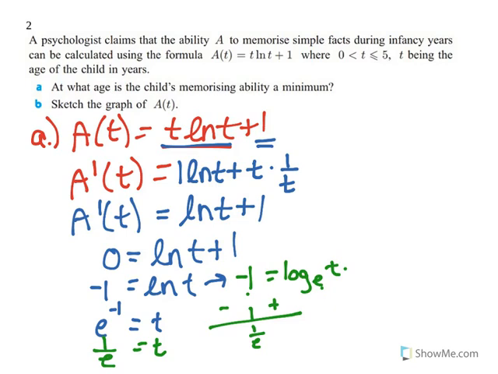So I type 1 over e into my calculator, and 1 over e is approximately equal to 0.3679. This is in years, remember. So that's about 4.41 months. That's when the child is learning the least amount possible, or memorizing the least amount possible.